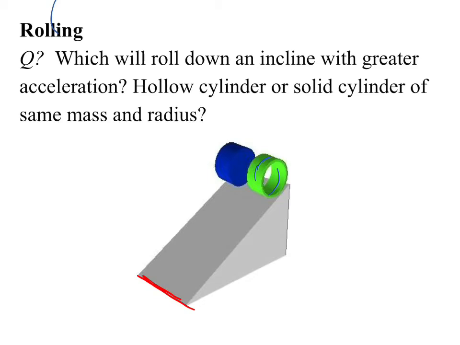What does that mean? It means it's more difficult to get that guy spinning, that green hollow cylinder spinning, than it is for the blue solid cylinder.